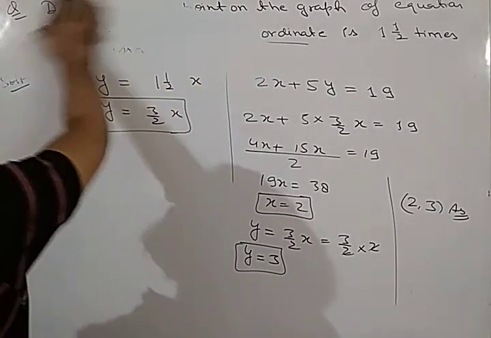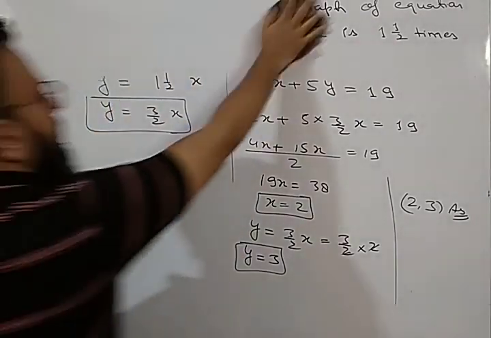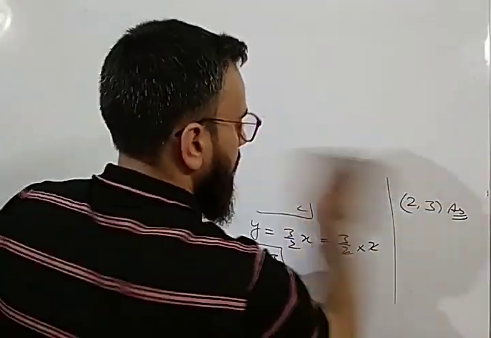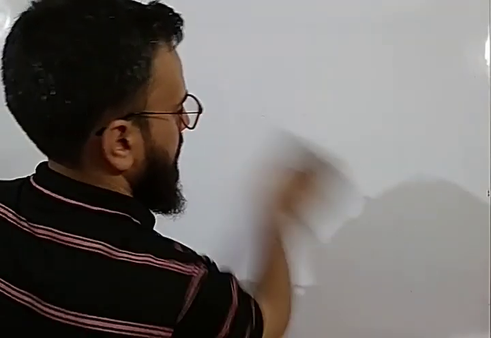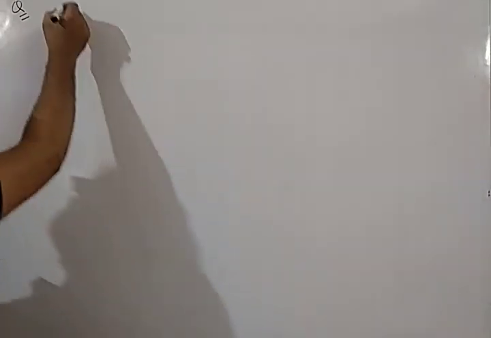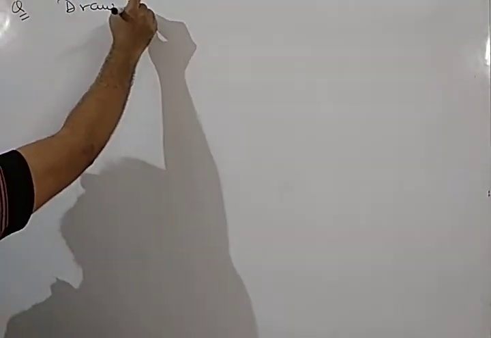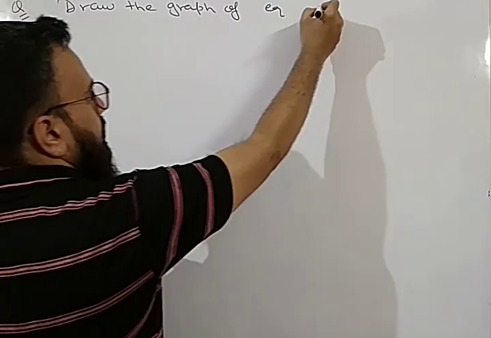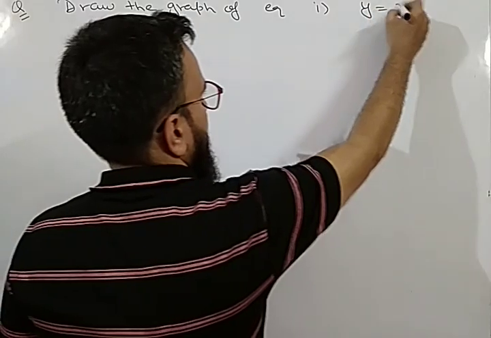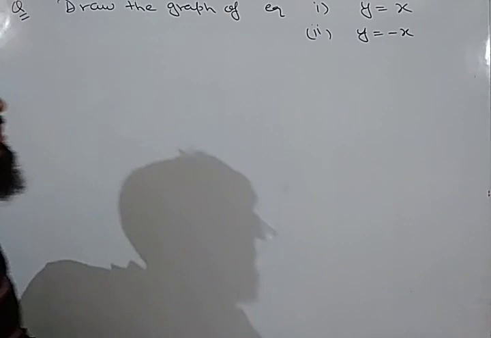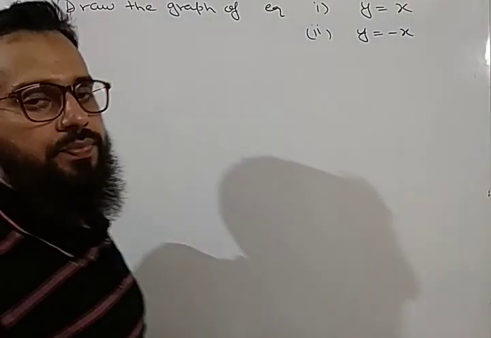Now the next question. You also have to remember the graph of y equal to x and y equal to minus x, because these graphs will be used in our next topic. So I am just telling you, draw the graph of the equations. The first equation is y equal to x and the second equation is y equal to minus x. We have to draw the graph of these two equations.